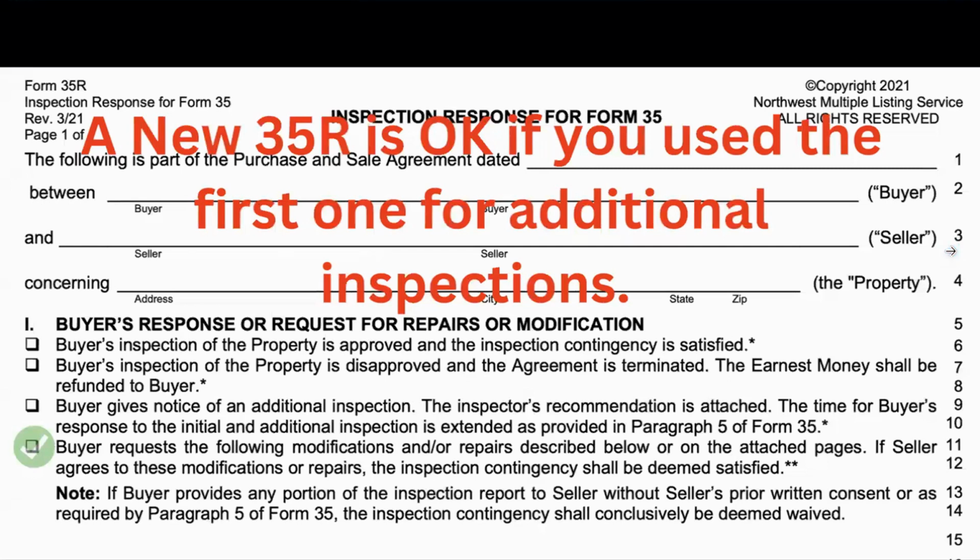Once you have sent that over, make sure it is attached to the 35R if you have chosen additional inspection. If you are done with your additional inspections and you're ready to now send your request for repairs over, feel free to use a new 35R. So you can use the box in the top again. You can do that.